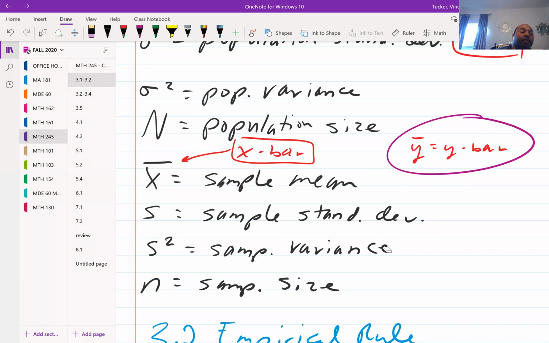So if you see any of those, then you know you're dealing with your sample versus the previous ones. If you saw any of those, you would know that you're dealing with your population.